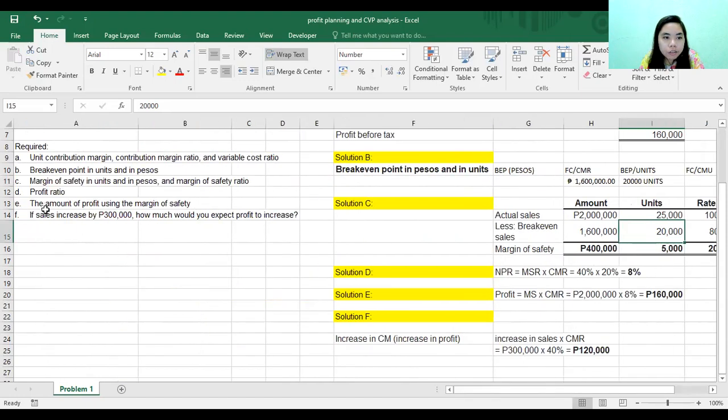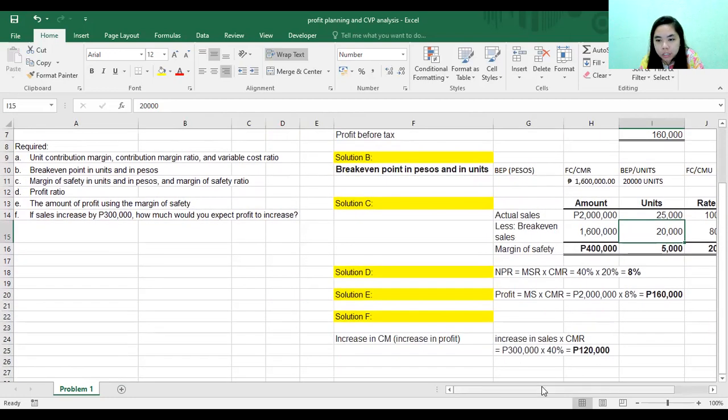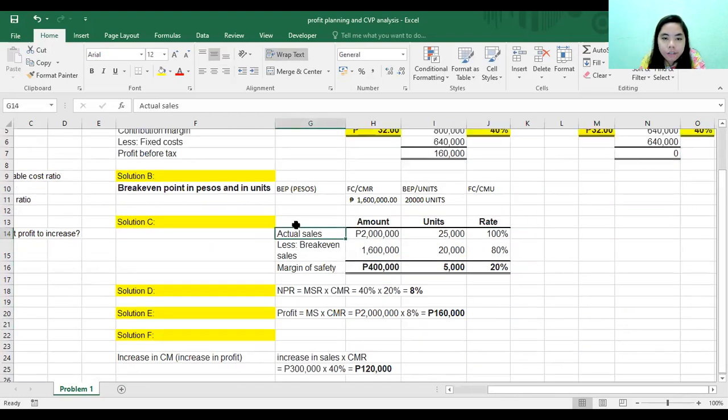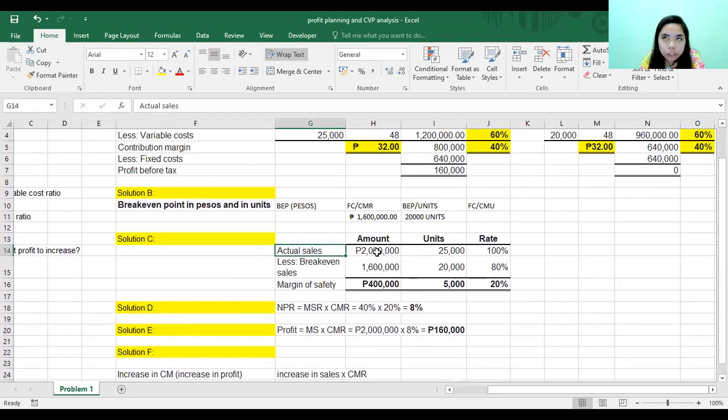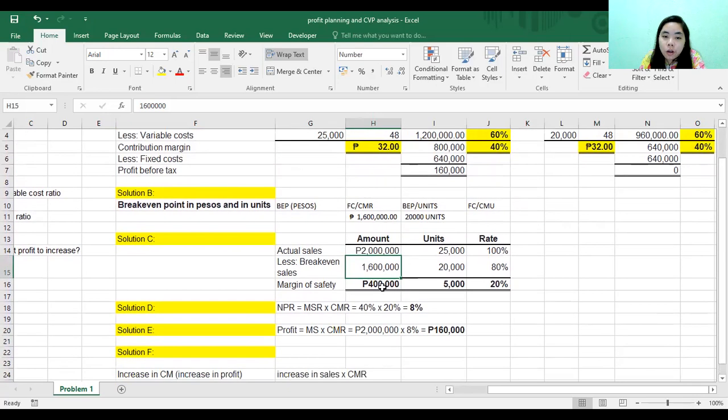So requirement number 3: margin of safety in units and in pesos, and the margin of safety ratio. So what is this margin of safety? You have here the formula. You have your actual sales since you have sold 25,000 units, and we already get the break-even point in peso and in units. Simply, the margin of safety is the difference of your actual sales and your break-even.